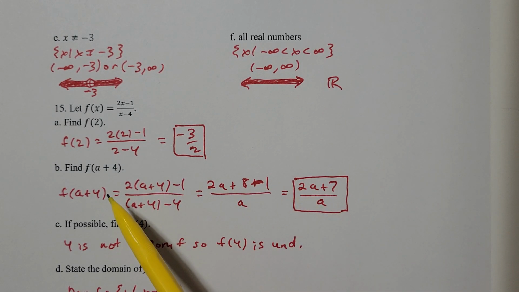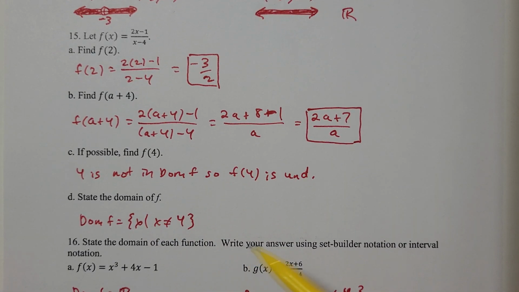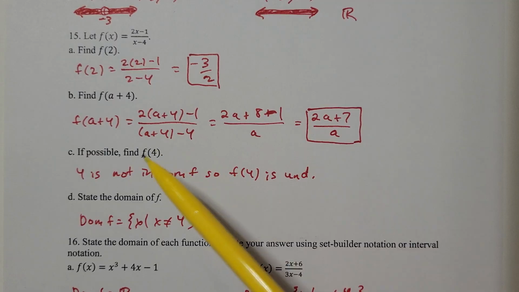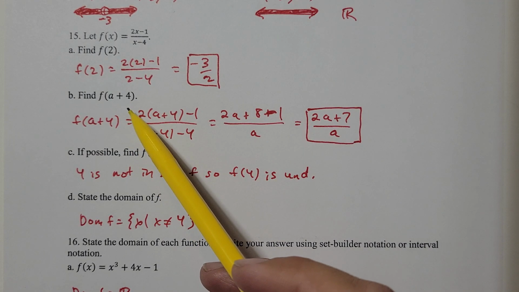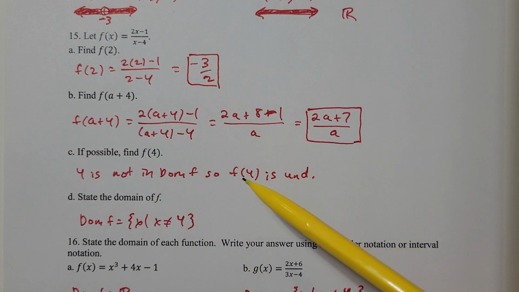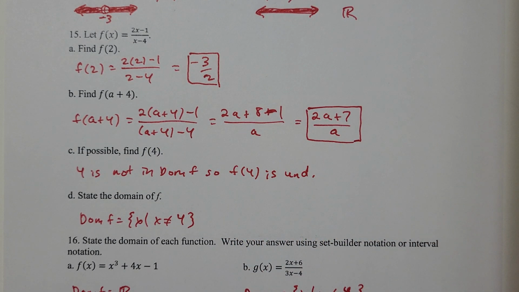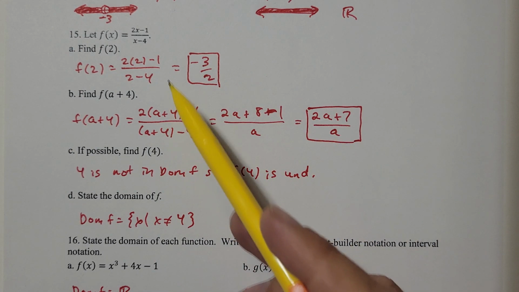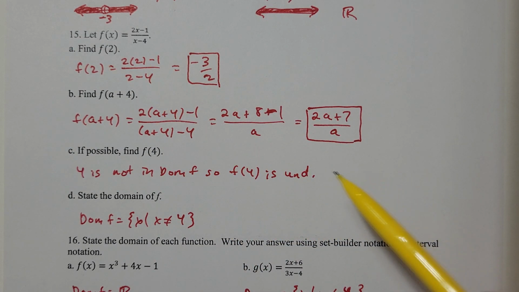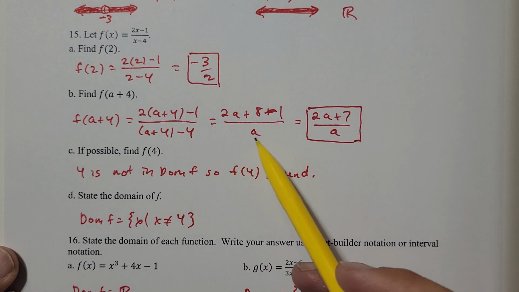In part B, we want to find f of a plus 4. So just like with part A, we need to plug in a plus 4 where we see x. Okay, so let's do that. We got 2 times a plus 4 minus 1 divided by a plus 4 minus 4. A plus 4 minus 4 is a.